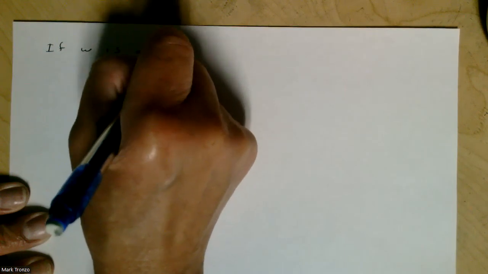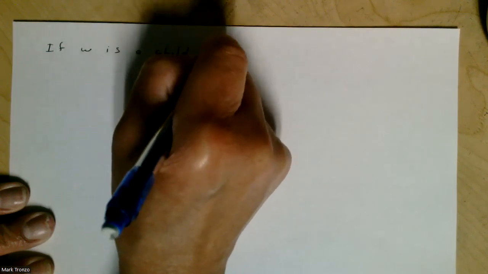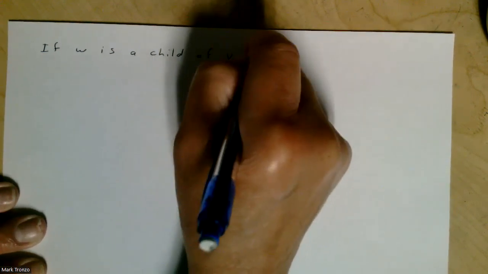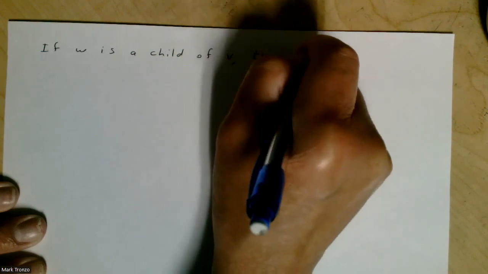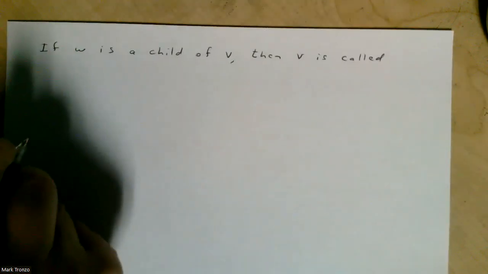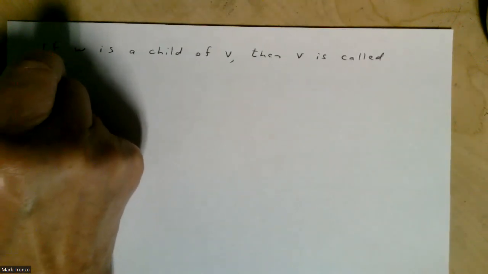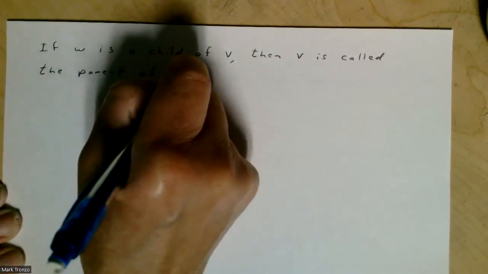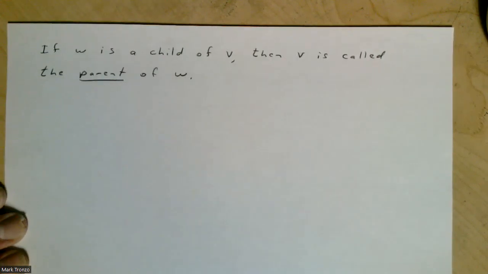So let's continue on with more definitions. If W is a child of V, then V is called the parent of W, which kind of makes sense.